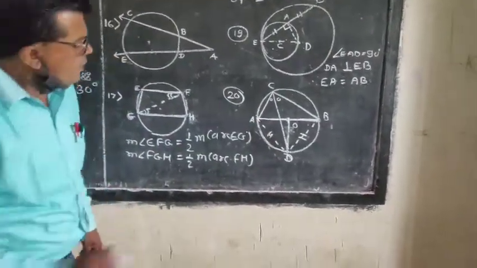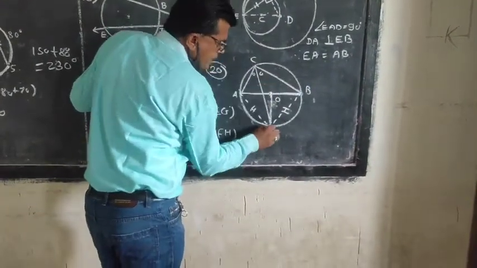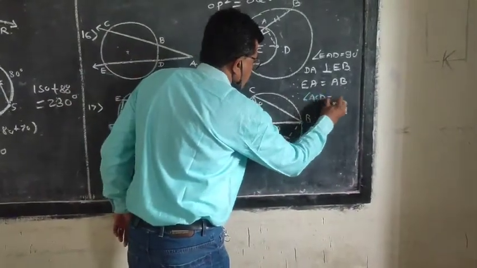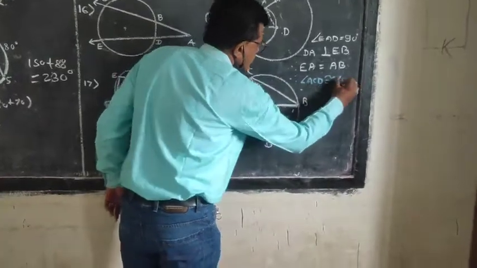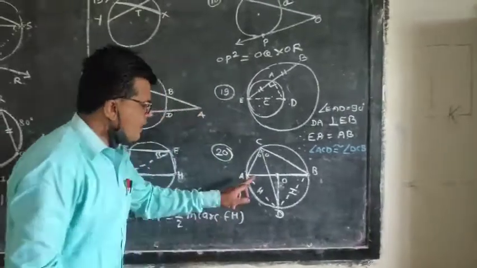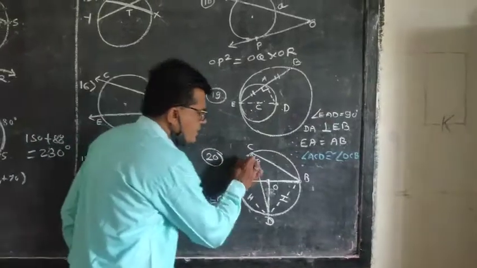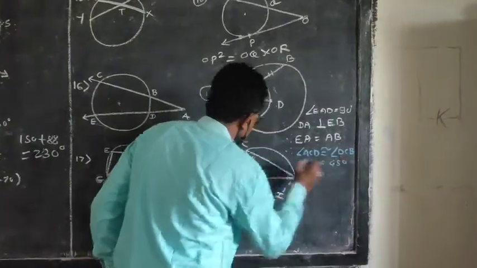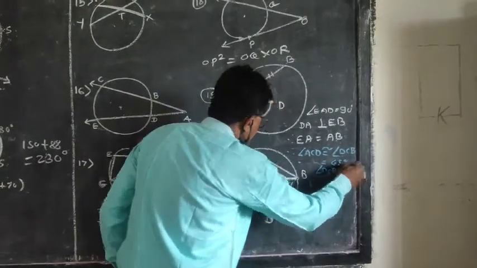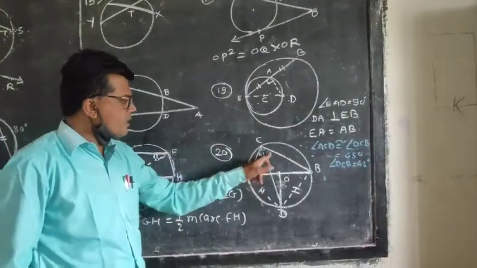Here we have to see that CD is the bisector of angle ACB. Then angle ACD is congruent to angle DCB. Angle ACB is 90 degrees. Why? By the inscribed angle theorem, an angle in a semicircle on a diameter is 90 degrees. Here each angle is 45 degrees. Then angle DCB is equal to 45 degrees. Both angles are congruent and the sum of both angles is 90 degrees.